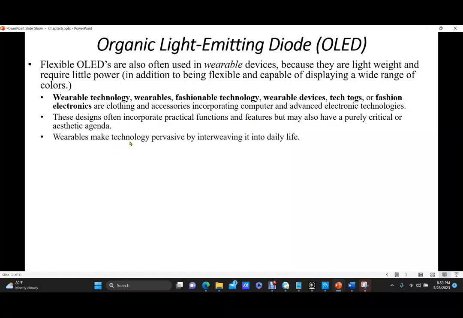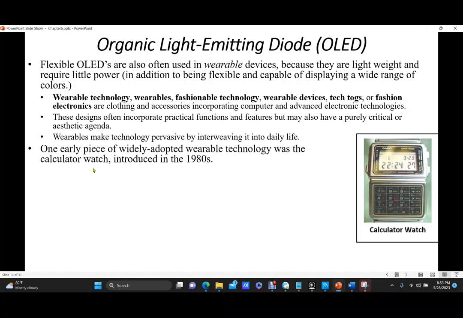Wearables make technology pervasive, interweaving it into our daily lives. One early piece of widely adopted wearable technology was the calculator watch that came out in the 1980s.